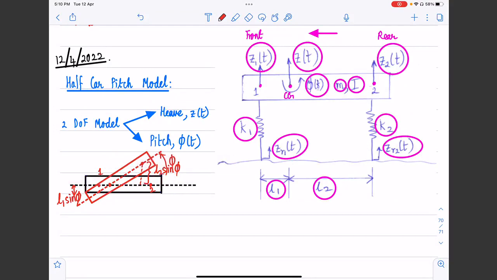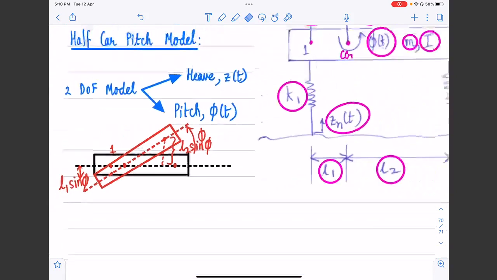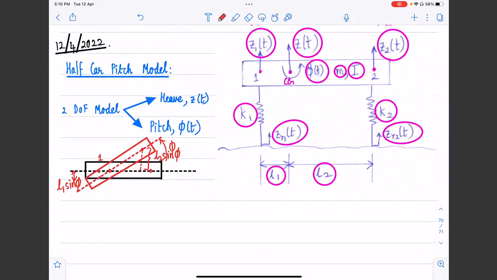Consequently, what's going to happen is the following. We are going to have this as our point 2, and that rotates and then goes to L2 sine phi. So that's what it is. I hope that is clear.